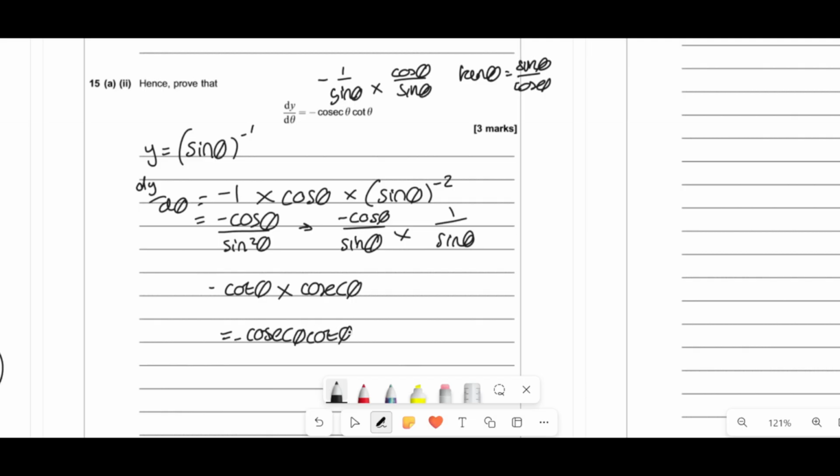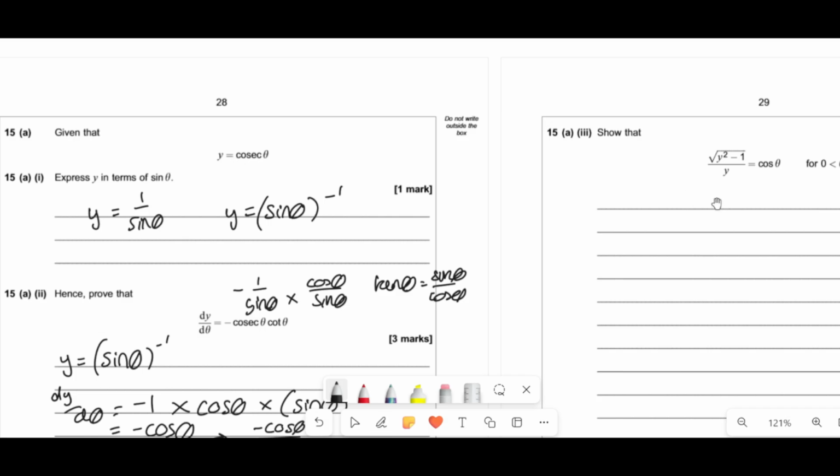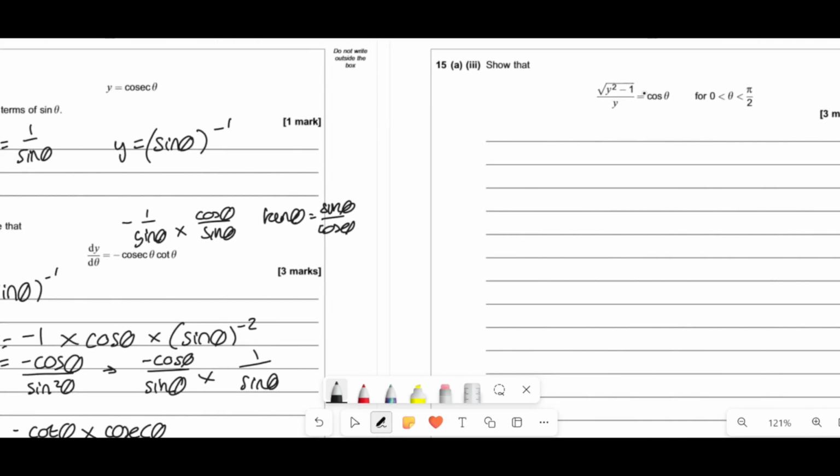There you go. So now it says, show that the square root of y squared minus 1, over y, equals cos theta for those values of theta. So in the question, it's told us that y equals cosec theta, so a good start is to put the cosec theta in there. So that's going to be, what, the square root of cosec squared theta minus 1, over cosec theta. Now we need to think of our other identities that we know.